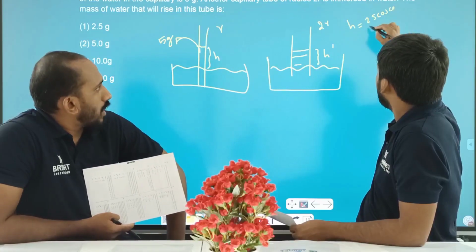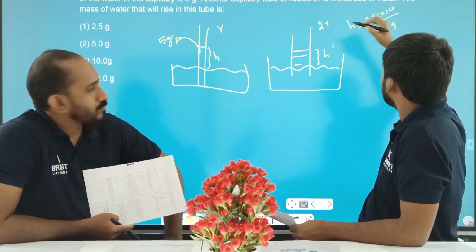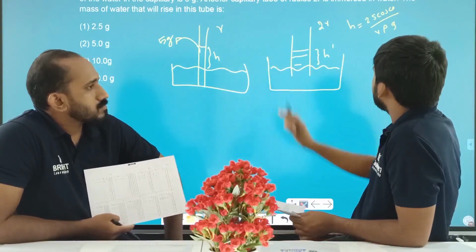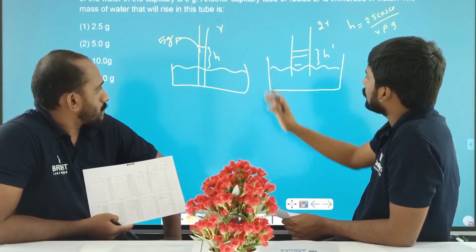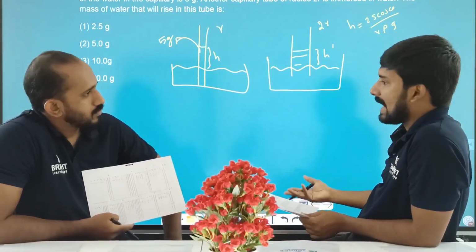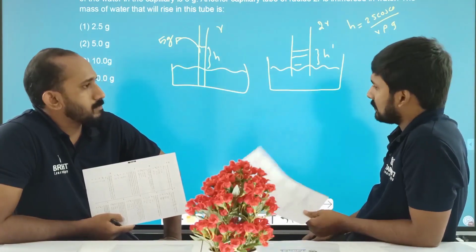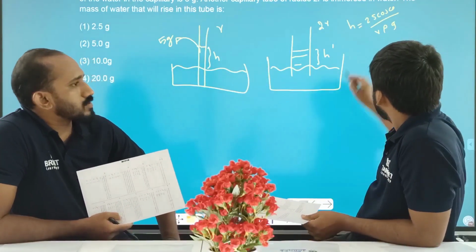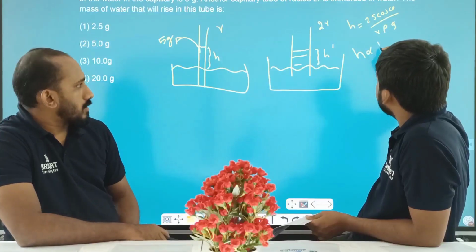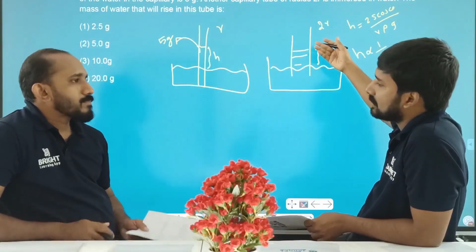cos theta by R rho g. In both of the cases, the liquid taken is the same. So density, angle of contact, g, and surface tension will all be the same. So we can say h is inversely proportional to R. When R is doubled, h is halved.